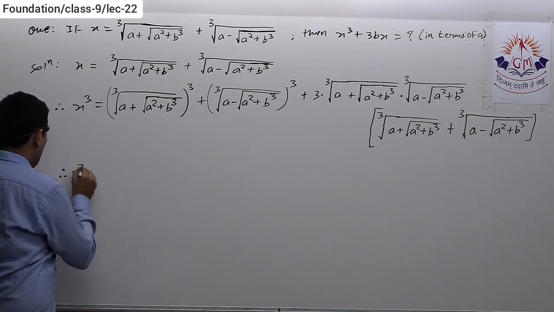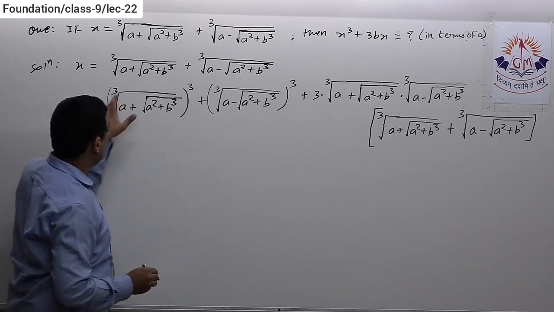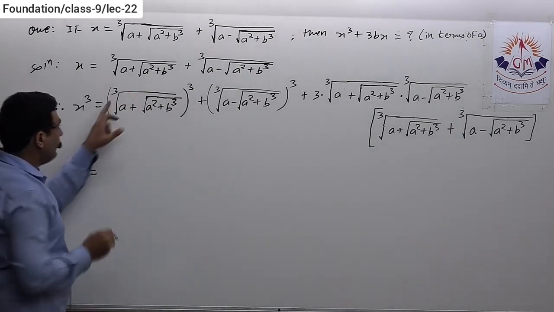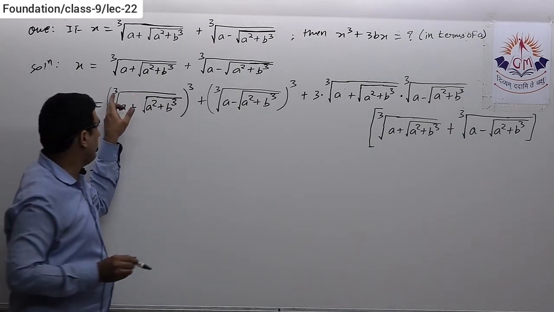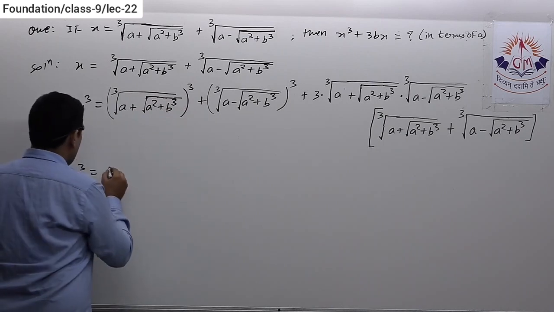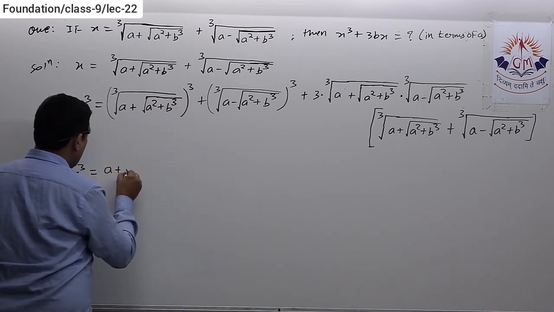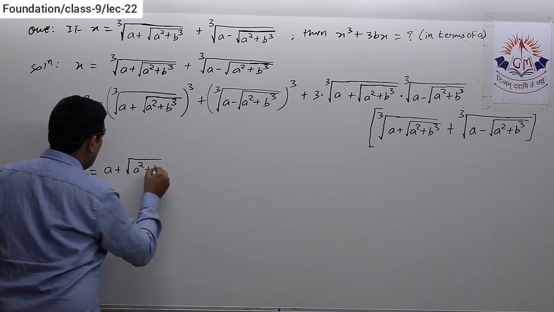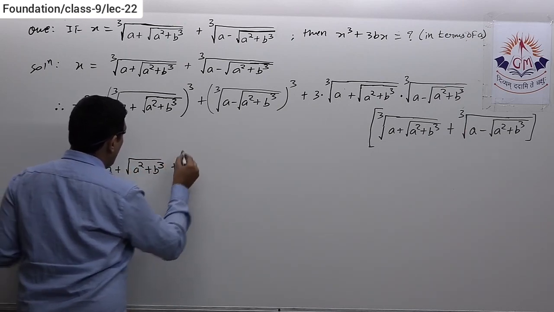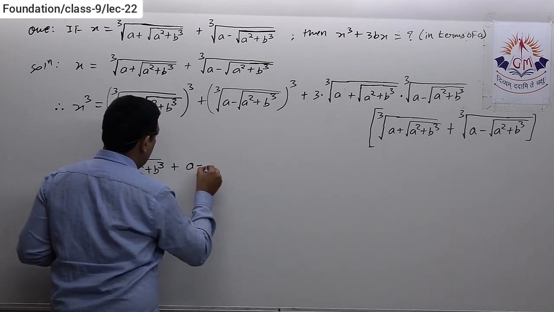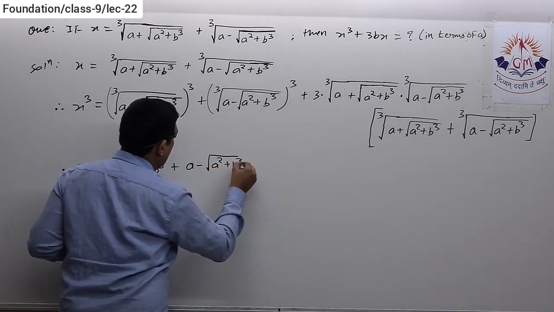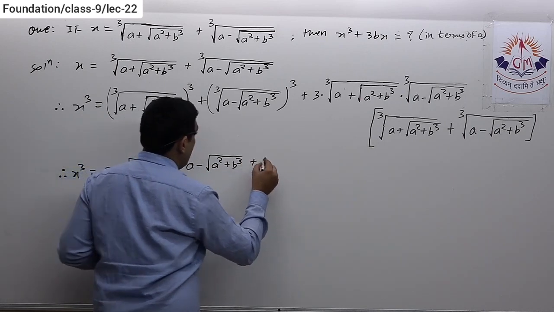So x cube is equal to, now when I say cube, this is cube root sign. So these two will cancel out. See, cube root means raised to 1 by 3, so 1 by 3 and 3 will cancel out. So here I get a plus square root of a square plus b cube. Over here I will get a minus square root of a square plus b cube plus 3.